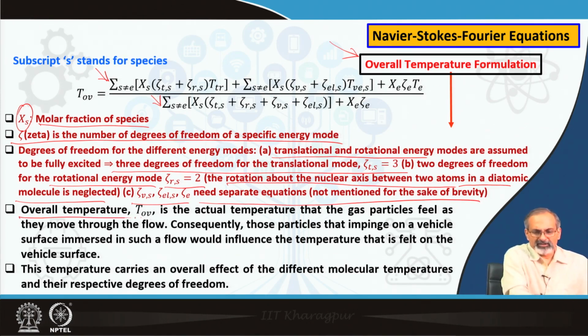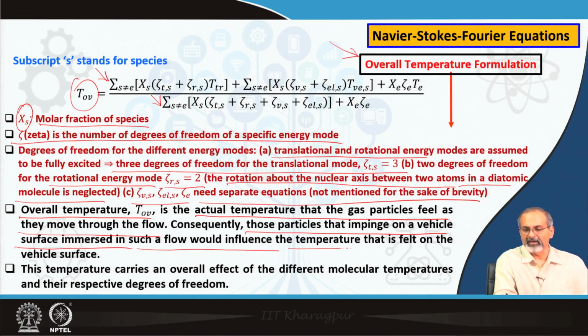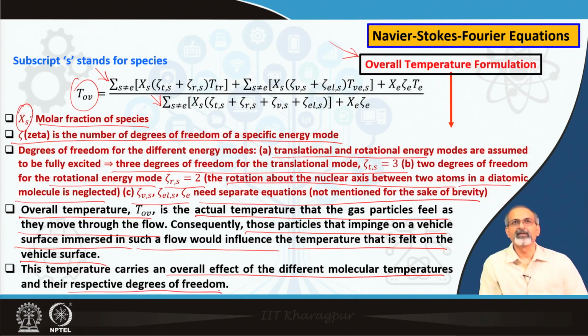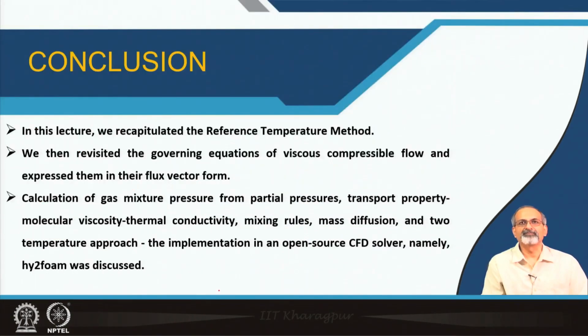The overall temperature which comes out as a consequence is the actual temperature that the gas particles feel as they move through the flow. Consequently, those particles that impinge on the vehicle surface immersed in such a flow would influence the temperature that is felt on the vehicle surface. This temperature carries an overall effect of the different molecular temperatures and their respective degrees of freedom. So, this is the significance of the overall temperature.